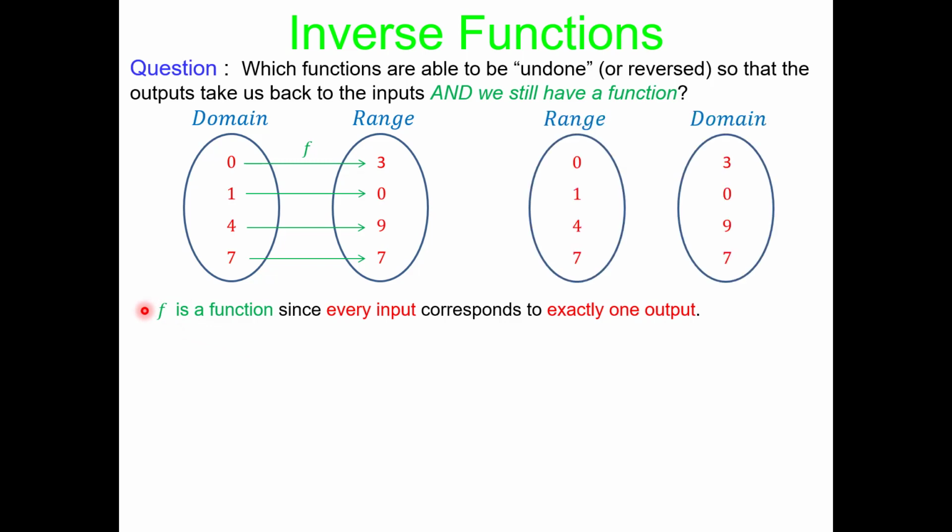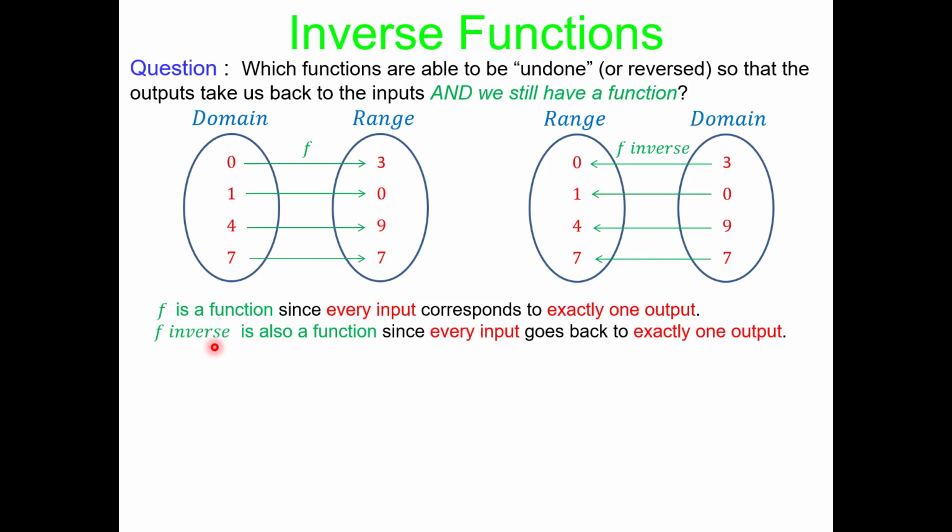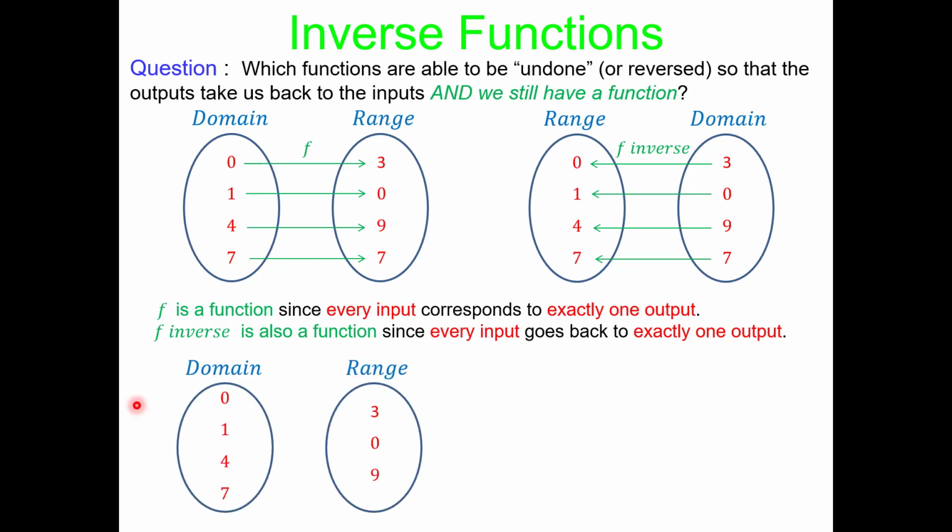Now we're going to get ready to talk about the opposite or the inverse function. Things switch. If you think opposite, now what was the domain is now the range. What was the range is now the domain. And so f inverse takes what was our range values and basically maps them back to the inputs. So f inverse is also a function since every input goes back to exactly one output. So domain, range.